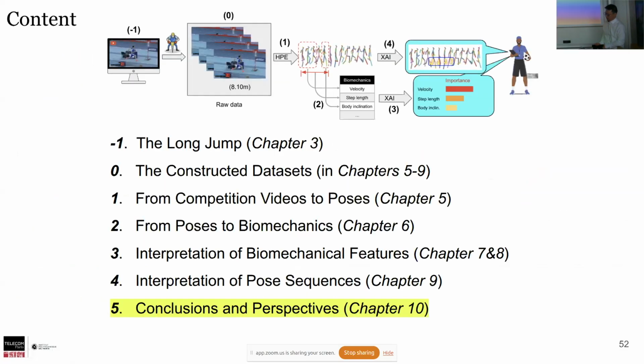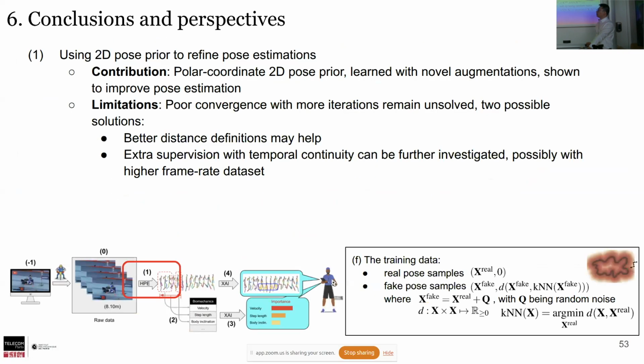So finally, conclusions and perspectives. In the human pose estimation part, we developed a method using a 2D pose prior to refine the pose estimations. Our method performed well, but we still find a poor convergence issue when we correct with a lot of iterations. This problem has not been resolved.